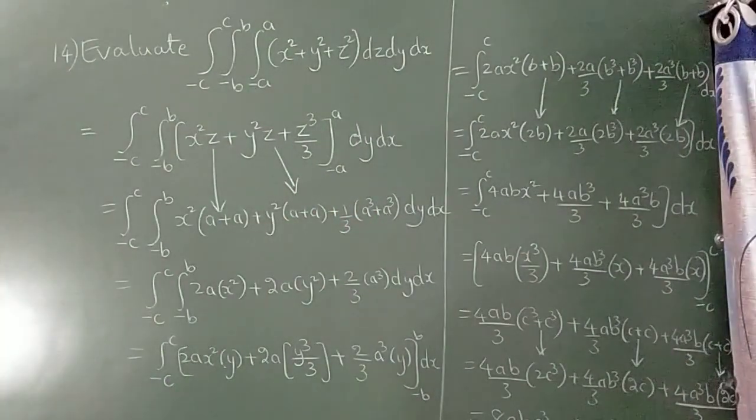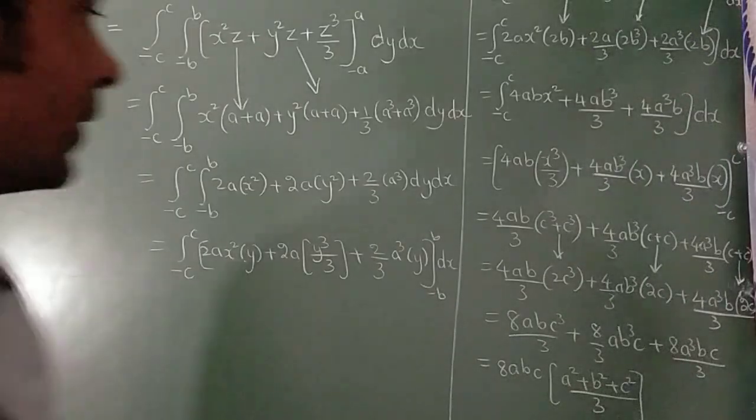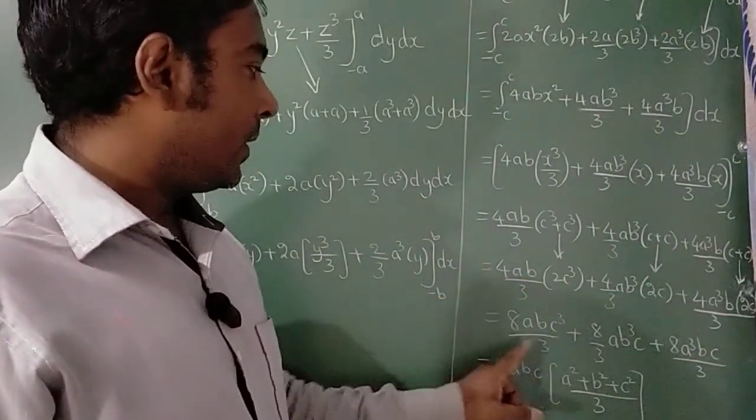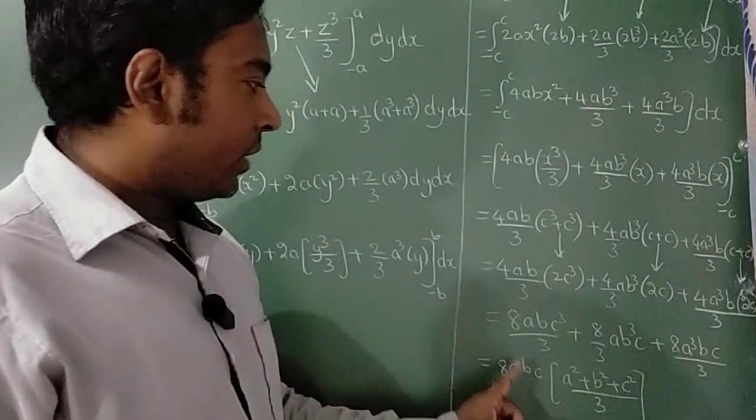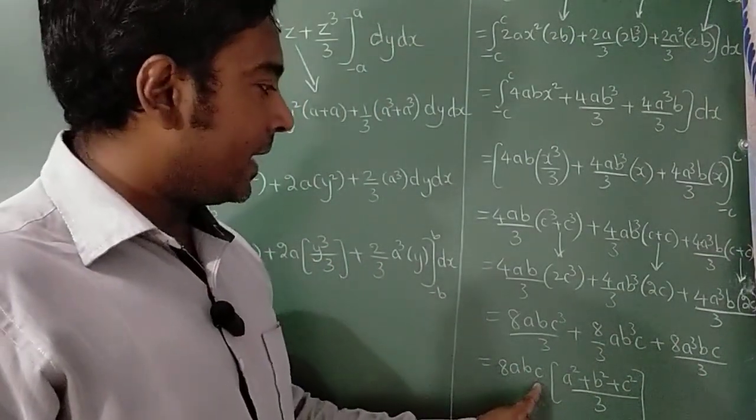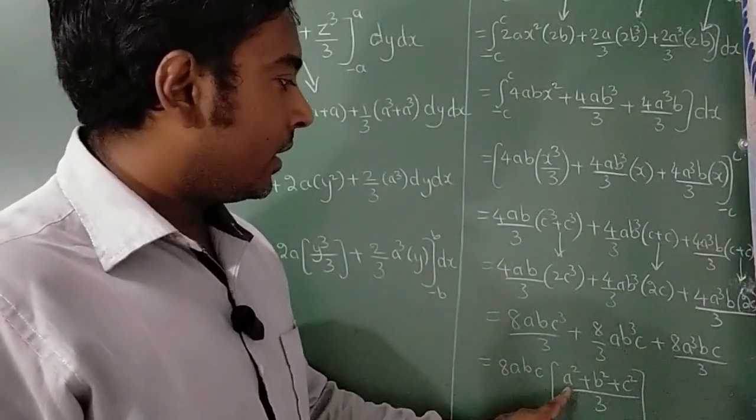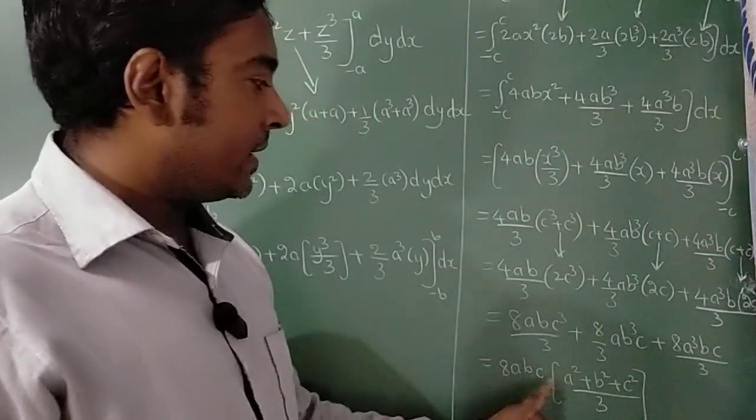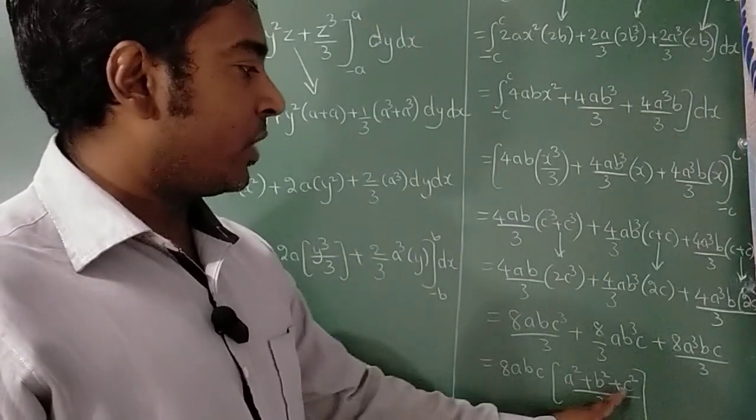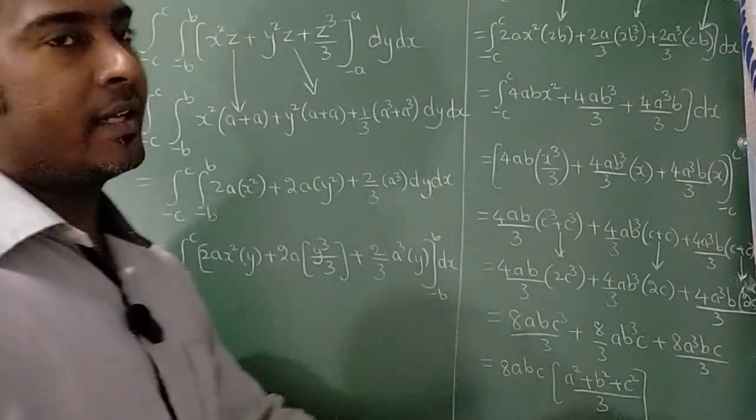Fine. Now 4 twos are 8. Now take 8abc as a common. So what is remaining? A square, b square and c square. So 8abc into (a square plus b square plus c square) divided by 3 is your final answer.